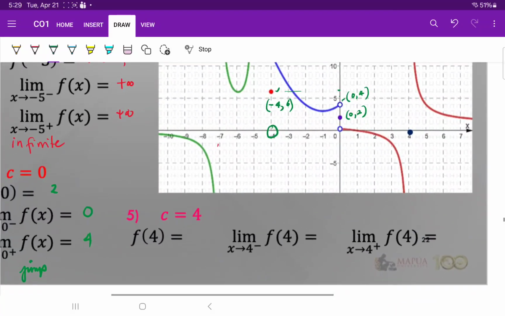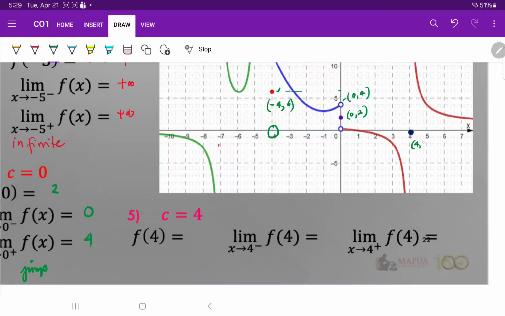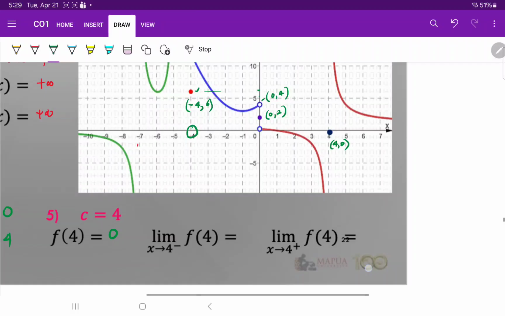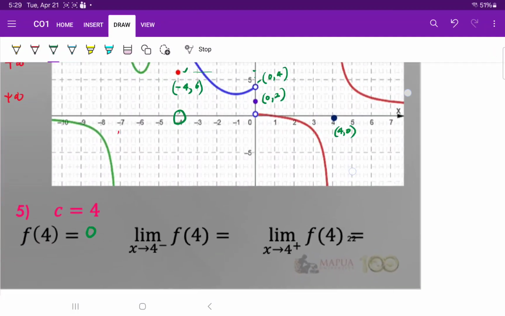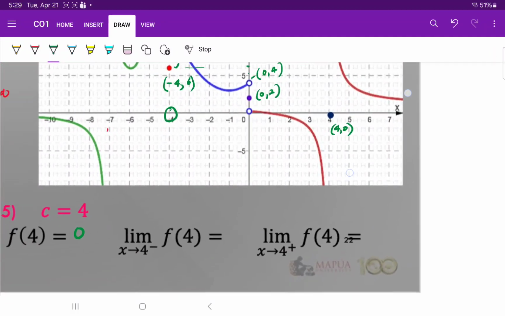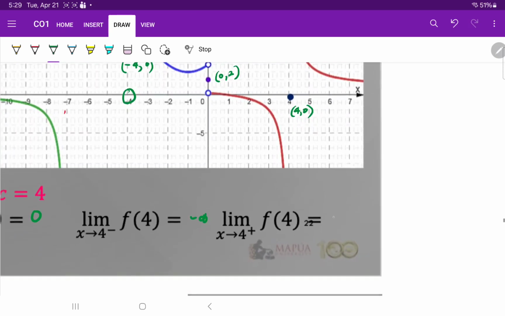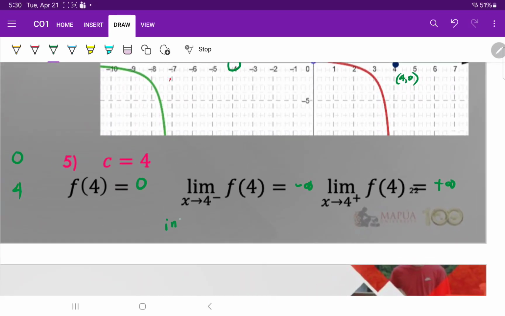Alright, and then when c is 4, what is your f of 4? What is this point here? That's the point 4, 0. So this is 0. Now the limit of the function as x approaches 4 coming from the left is negative infinity. Coming from the right, it's positive infinity. So we call this infinite discontinuity.